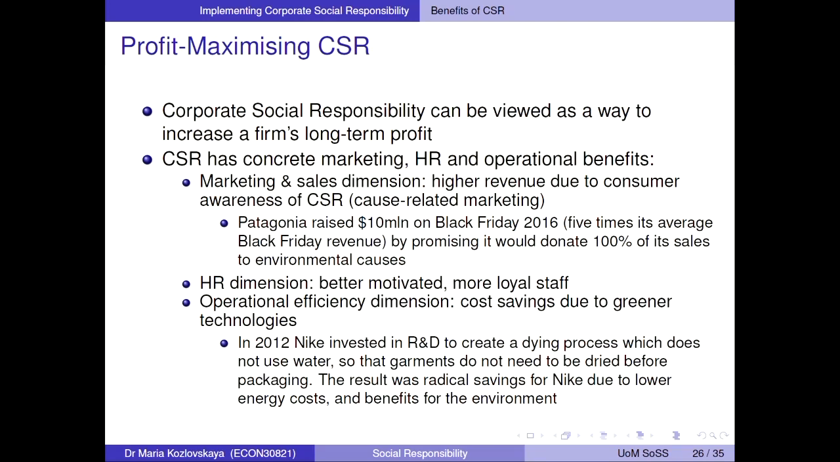In terms of the HR dimension, being a responsible business results in your staff being more loyal and more motivated. And finally, it can also save you some money. Well, for example, if you use some greener technologies, not all of them because many of them are very expensive, but some technologies which save water, you will also save yourself some cost. So the example here is Nike, who invested in a water-free dyeing process and saved a lot of money because they didn't need to dry the trainers after dyeing them. And of course it was good for the environment as well.